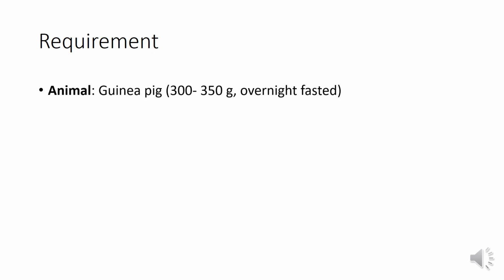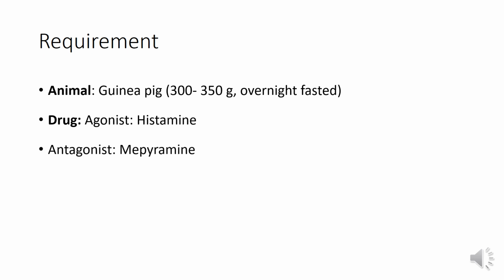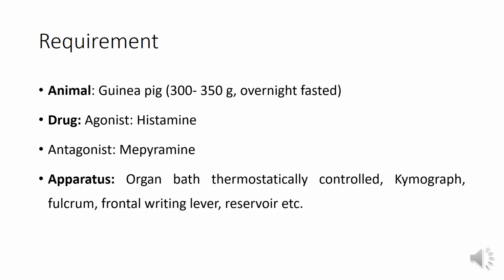Now we'll see the requirements for the experiment. We require an animal; basically we use guinea pig, 300 to 350 gram, overnight fasted. The agonist drug we use here is histamine and the antagonist we use here is meperamine. Then apparatus: organ bath thermostatically controlled, kymograph, fulcrum, frontal writing lever and reservoir. The physiological solution used here is Tyrode solution.